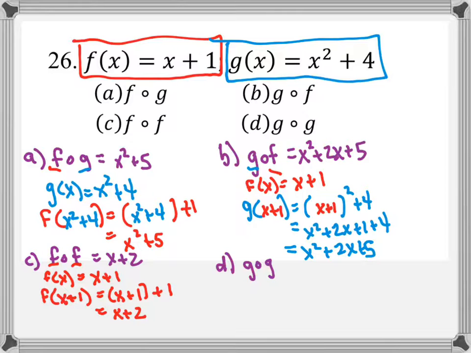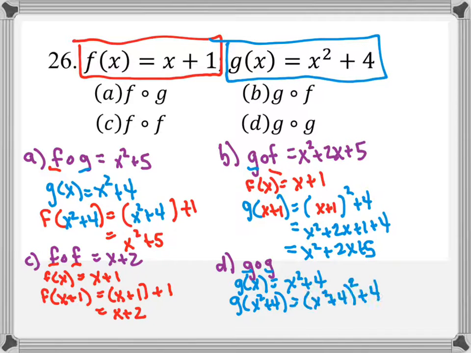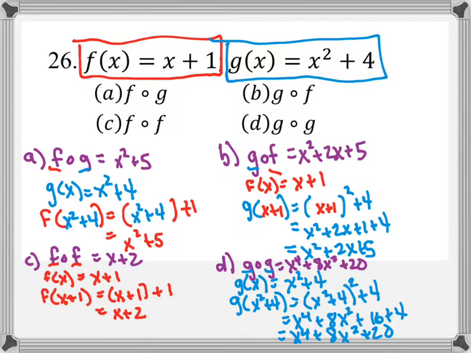Finally, let's look at g of g. We're going to start with the g function. g of x is x squared plus 4. We're going to substitute x squared plus 4 into the g function. So g of x squared plus 4. I'm going to write parentheses squared plus 4 and fill x squared plus 4 into the parentheses. Now when I square x squared plus 4, we get x to the 4th plus 8x squared plus 16. And then we still have plus 4. Simplifying, we get x to the 4th plus 8x squared plus 20. So g of g is x to the 4th plus 8x squared plus 20.